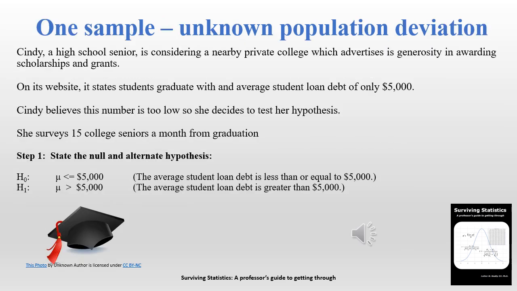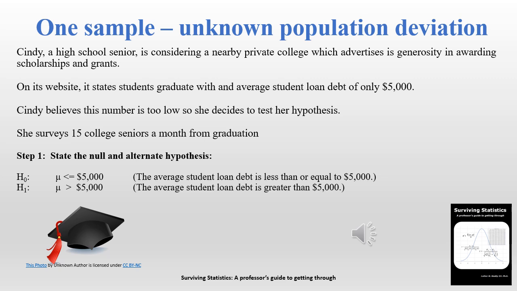All right, let's run through another example. This is with an unknown population standard deviation. So Cindy is a high school senior, and she's thinking about attending a private college that's nearby, and that private college advertises that they are very generous in their scholarships and grants. In fact, on their website, they say that their average graduate only owes $5,000 in student loan debts when they're done with a 4-year degree. Cindy thinks that this is probably not correct. In fact, she thinks that's probably too low, and so she decides to test the hypothesis.